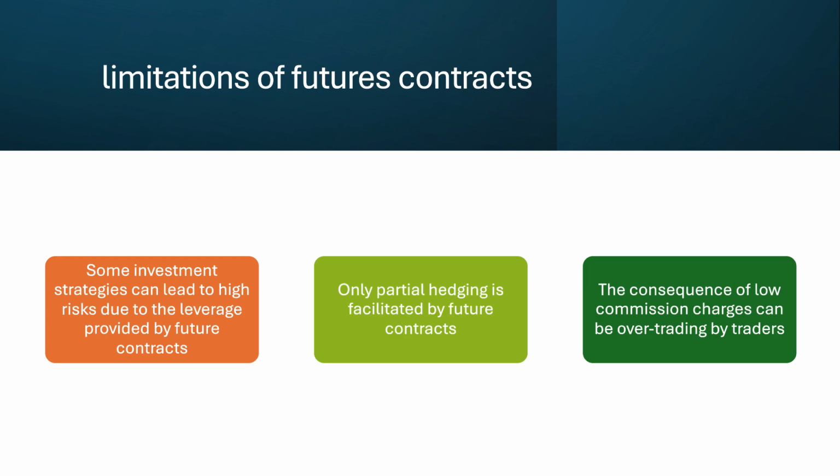Limitations. What are the limitations we have in a future contract? Basically, what are the risks we have, that is why we call it a limitation. Some investment strategies can lead to high risk or heavy profits and losses, due to the leverage provided in the future contract. So some investment strategies can lead to high risk. That means it can make you heavy losses.